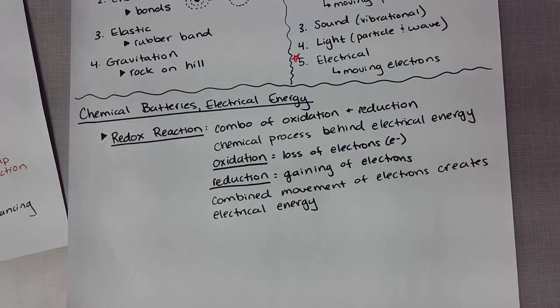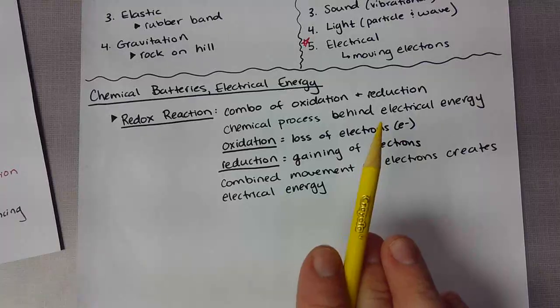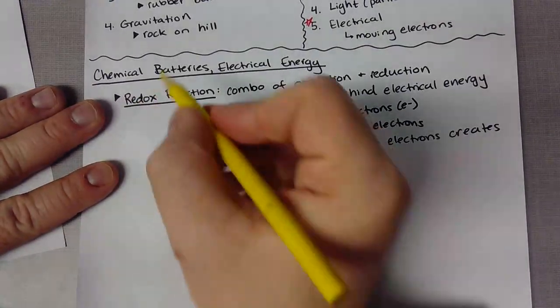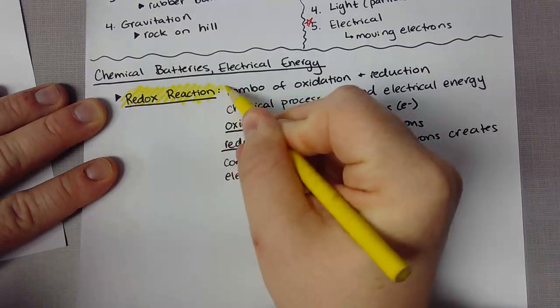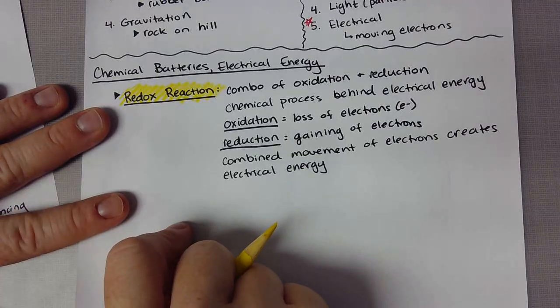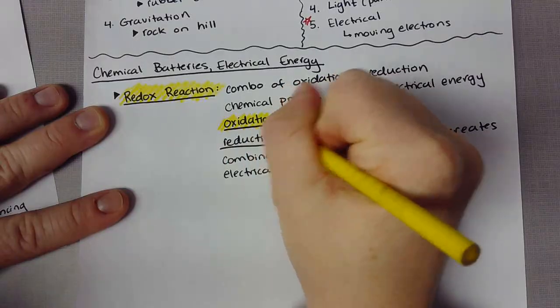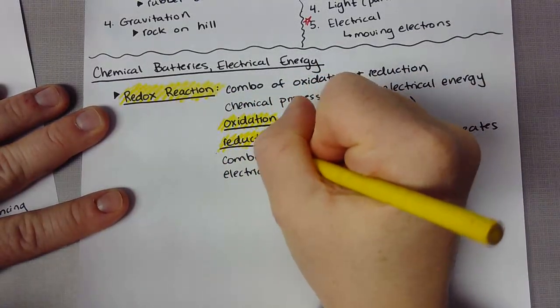Now, that's a lot of vocabulary soup in here. If we take a highlighter, and I'm going to use a yellow colored pencil so I don't smudge my marker, we've defined redox reaction, and we've defined a lot of other terms in that process. We've defined oxidation, and we've defined reduction.